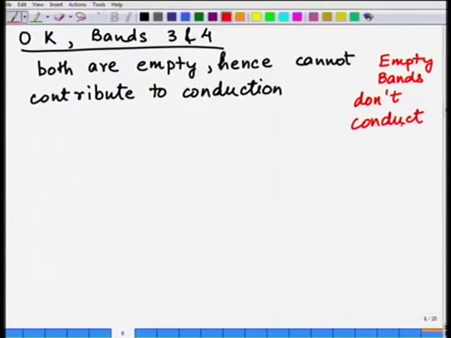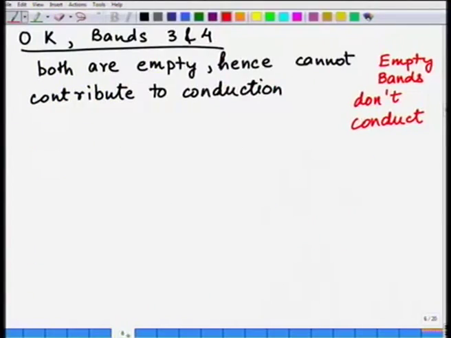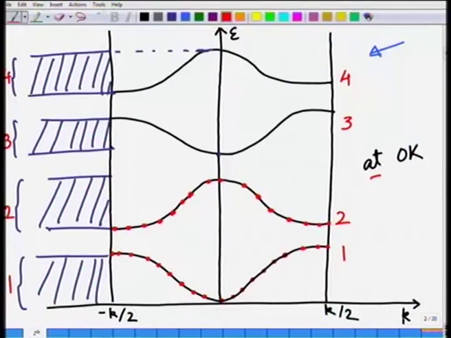Clearly, if a band does not have electrons, how can it conduct? Those are energy states available, but if they are not occupied by electrons, then we cannot have any conduction through those bands. So, band number 3 and 4 at 0 K, in this picture right here, therefore cannot conduct.